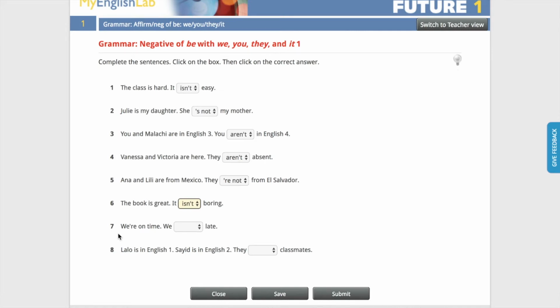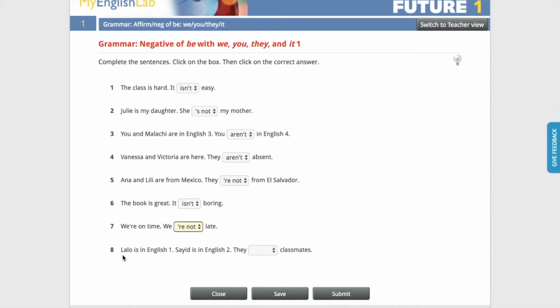Number 7. We're on time. We're not late. We're on time. On time means you're not late. So that has to be a no. We're not late.